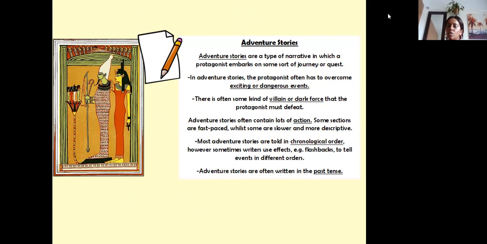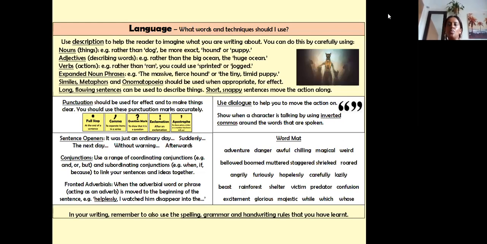Most adventure stories are told in chronological order. However, sometimes writers use effects such as flashbacks to tell events in a different order. Adventure stories are often written in the past tense. So, what words and techniques should I use? You need to use description when you are writing.